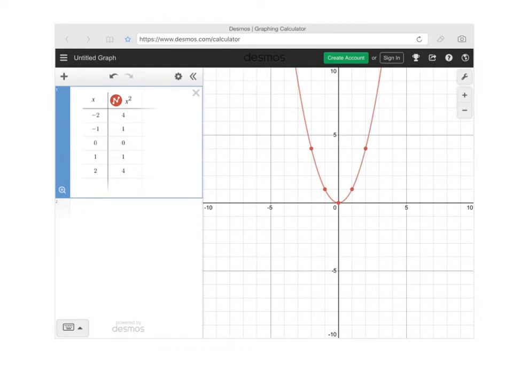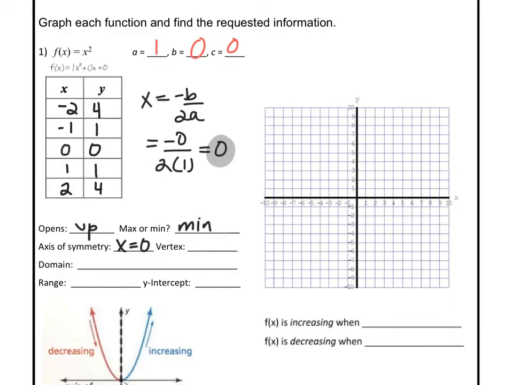So we want to go ahead and use this table, copy that table down on our notes. Will you go ahead and do that now? And we know this table is right because the vertex is in the middle and it's symmetrical. So you should have your table now. We know the y value of the vertex is 0, so the vertex is at 0, 0.